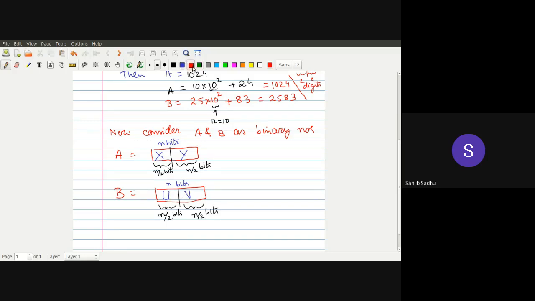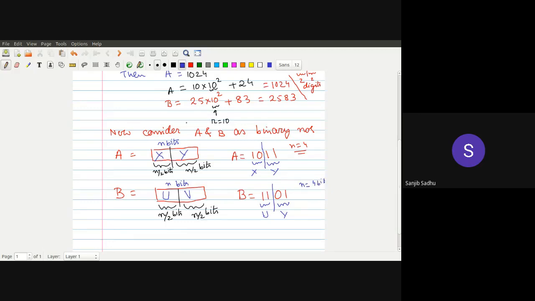So that means if A is, suppose, 1011 for 4 bits, n equal to 4, then I am taking this as capital X and this number as capital Y. Clear? Similarly, if B is, say, here n is 4, I am taking a small example, if B is, say, 1101, then we are taking this part as U, and this part as capital V. Okay, here also n is 4 bits.